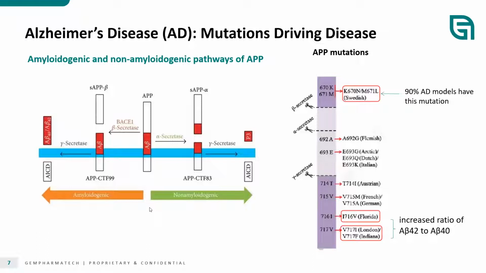These plaques catalyze the formation of additional molecules coming together. In patients with many of these mutations, here on the right, you can see within the APP, there are mutations known as the Swedish mutation at 670, 671, then also the Florida, London, and Indiana mutations. And in humans, these are the most common mutations driving disease.